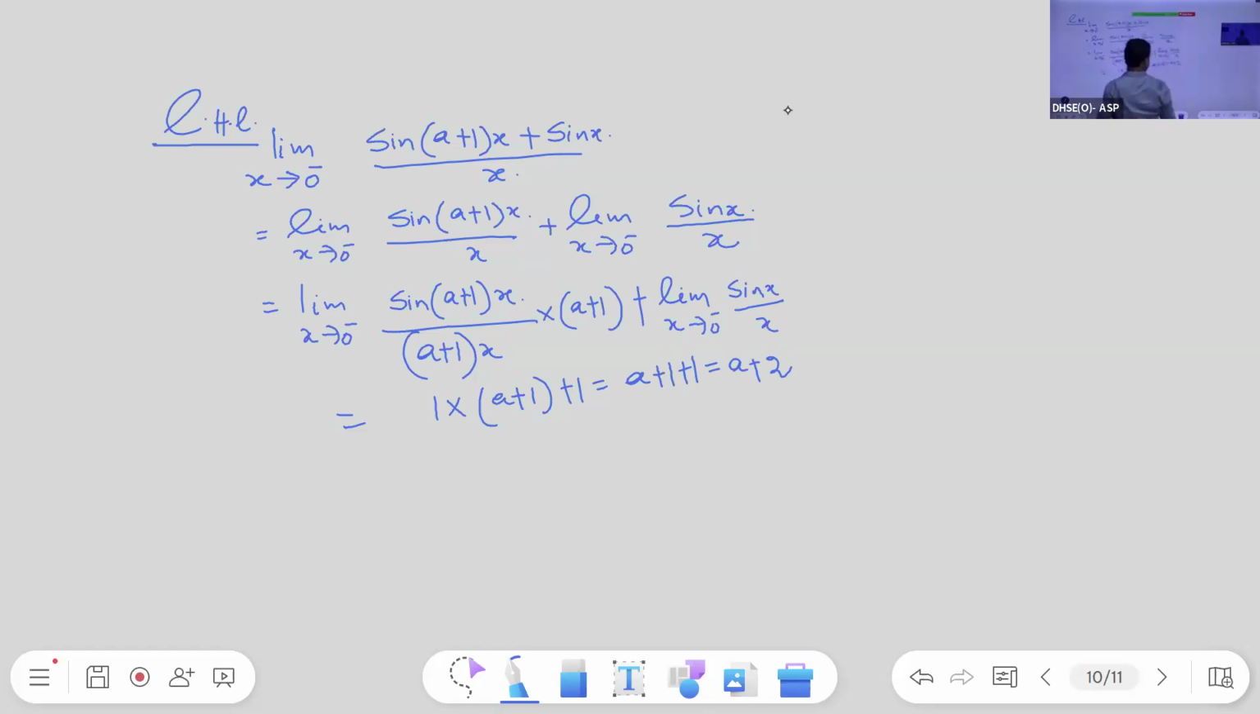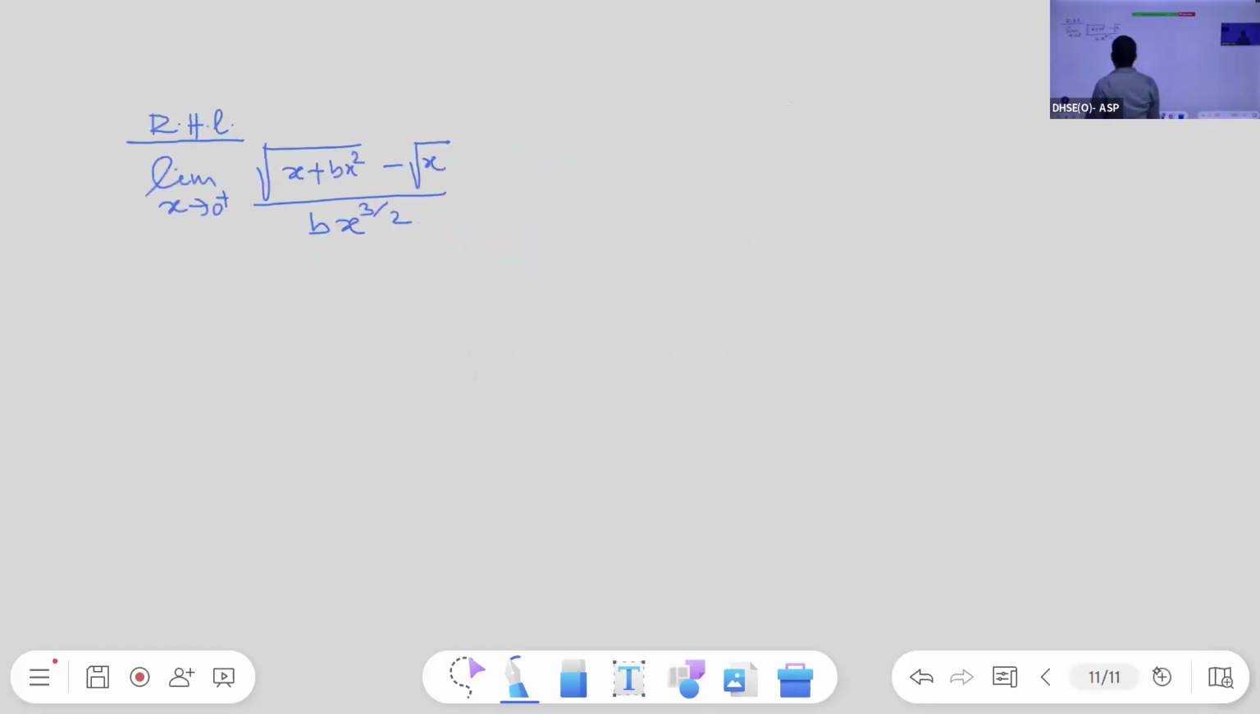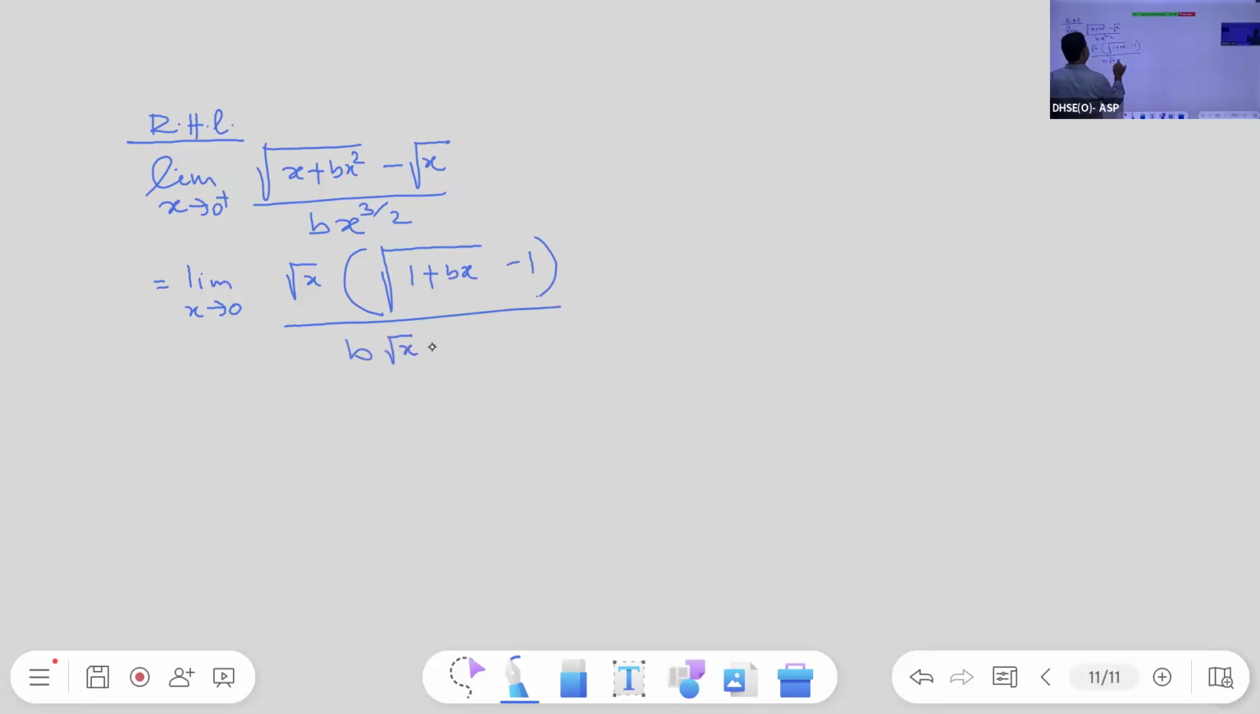Yes, sir, done. Okay. So now you can take x as common. This is equal to limit x tending to 0, root x into under root 1 plus bx minus 1 upon bx to the power 3 by 2, which is b root x into x. Root x cancels.